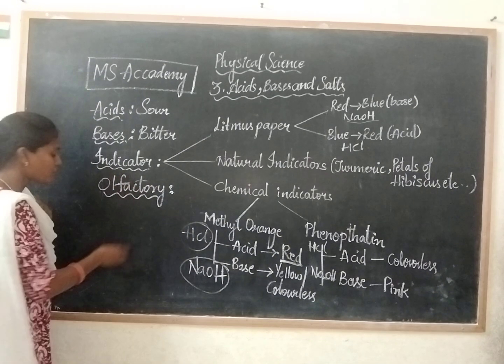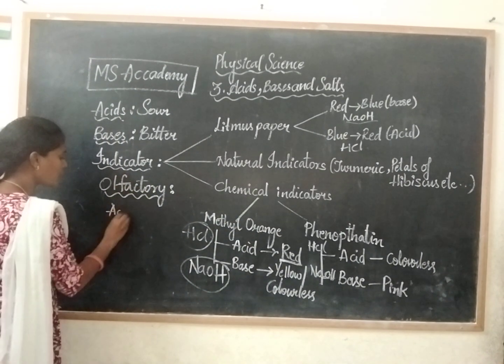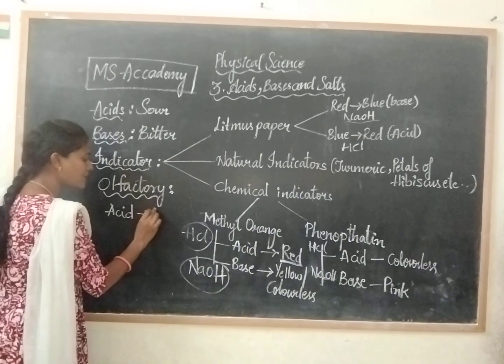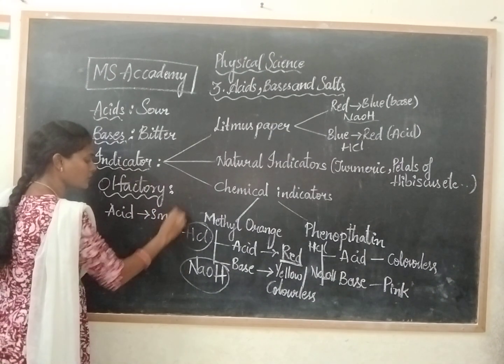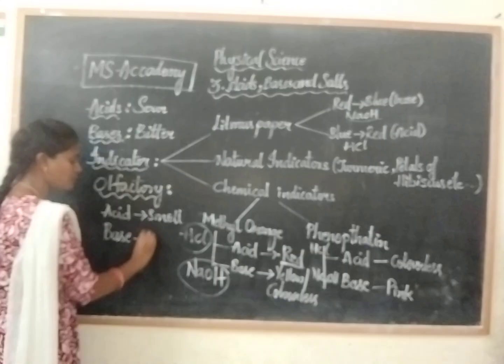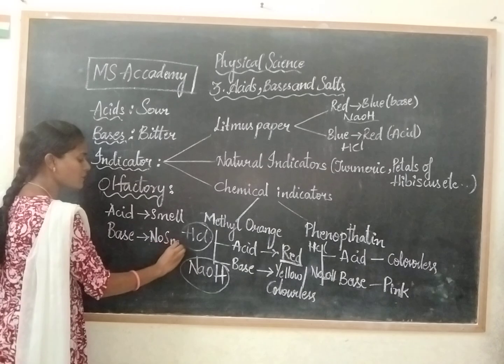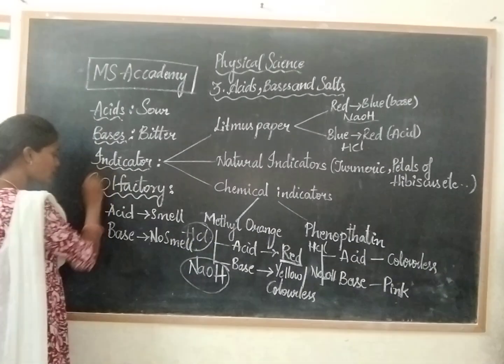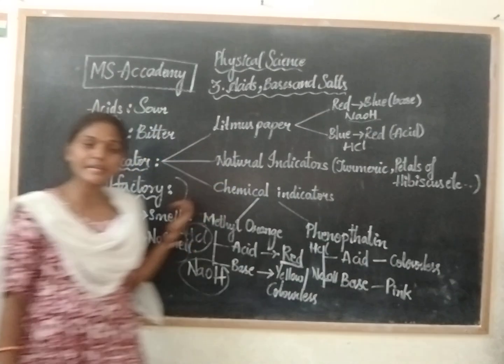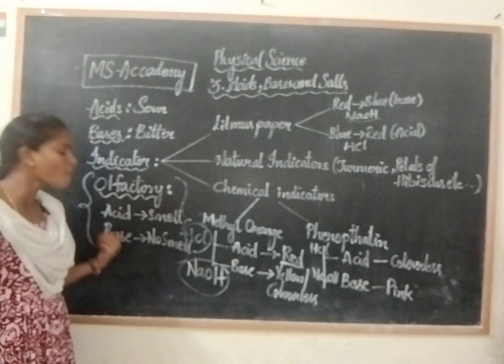Now see here, olfactory indicators. Now I am taking a cloth which is washed with acid. Smell it. There is a smell of onion. Now if I smell the cloth which was washed with base, there will be no smell. The smell will go off. So in this way also we can prepare. The olfactory indicators are the indicators which we have prepared with the help of onions.